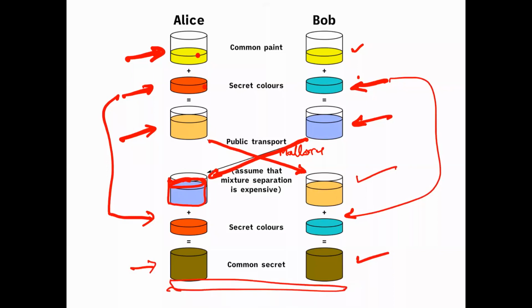In between, Mallory and Eve cannot separate out the colors. If she could separate out the colors, like here, if she could separate out the orange color, then she could get this private key or private color, and then from that she could derive others, but that's not possible. Are you trying to understand? Any question?